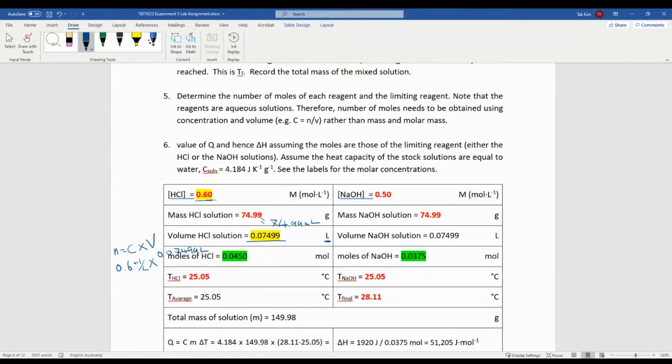So when you do it, your number of moles will be 0.045. And then we do the same for the sodium hydroxide solution, not the pellets or solid chemical. So when you multiply your concentration, moles per liter, times volume, it will give you the number of moles, which is already calculated.